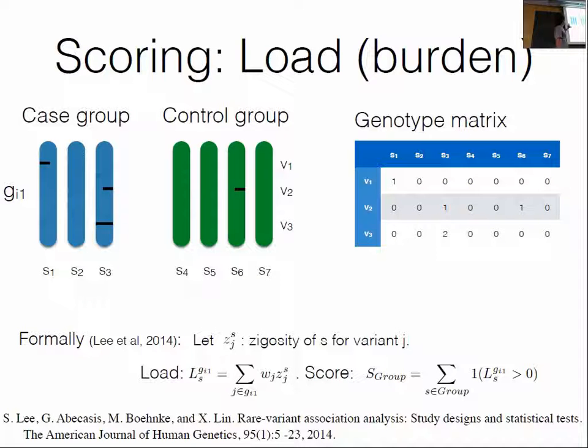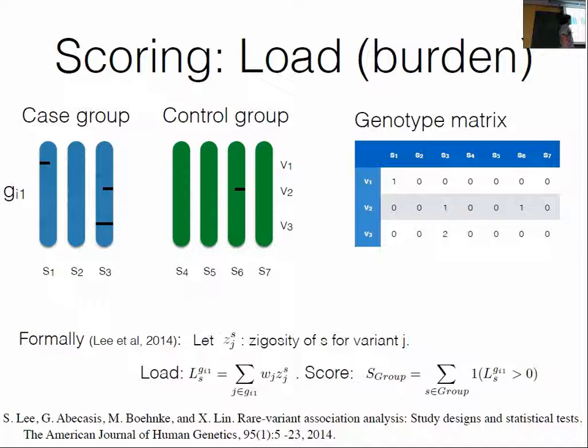So let's imagine that we have these two groups: a case group with 3 samples and a control group with 4 samples. And on a given gene, I have 3 variants. Then S1 has this variant, S3 has those 2, and is homozygous alternative for the 3rd one. And in the control group, there is only 1 variant, for sample S6. And then you have this one-to-one matching with the genotype matrix over there.